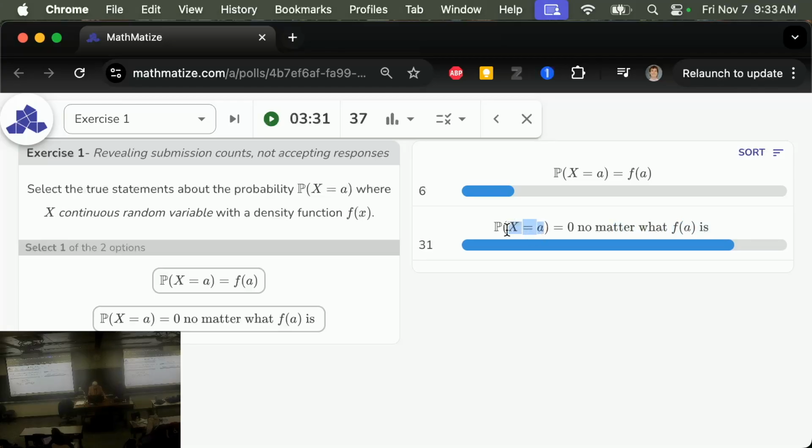To make it non-zero, you have to look at x in a little bit of an area around a. So like you'd say x is between a and a plus 1. Then it would be something that is non-zero.